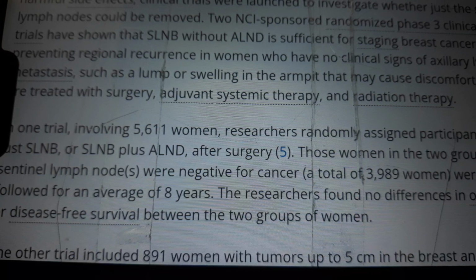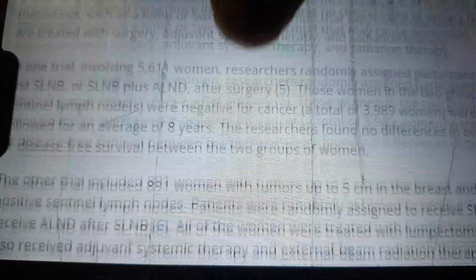And for preventing regional recurrence in women who have no clinical signs of axillary lymph node metastasis, such as a lump or swelling in the armpit that may cause discomfort, and who are treated with surgery, adjuvant systemic therapy, and radiation therapy.